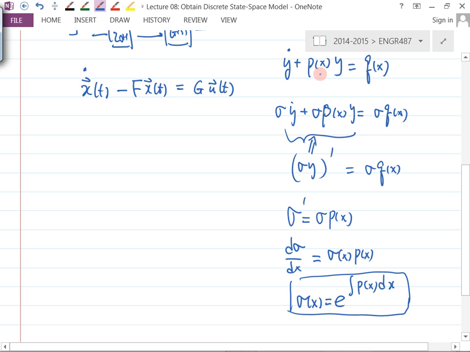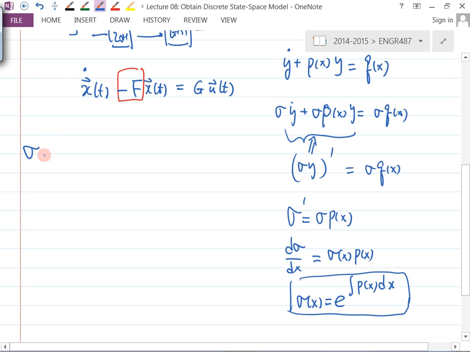This p of x here is the coefficient for the y, right? So for this particular one here, the coefficient for the x vector, of course, is which one? It is f, or minus f, right? So it's this guy here. So if I want to try this integrating factor method, basically what I'm trying to do is find the integrating factor for this differential equation, right?